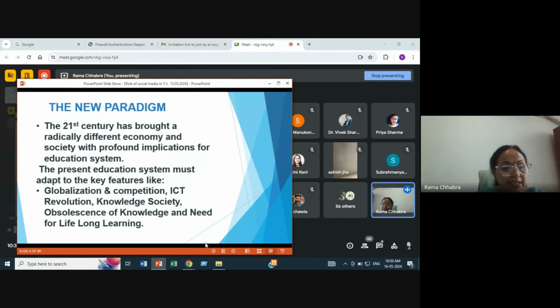Obsolescence of knowledge and the need for lifelong learning. Because technology changes very fast and there is an increased emphasis on R&D and innovations, one has to update and reskill oneself on a continuous basis and become a lifelong learner. Otherwise, we will become obsolete in the system.